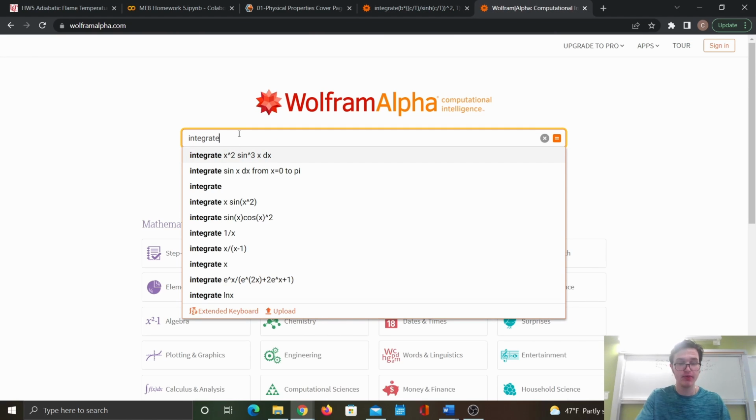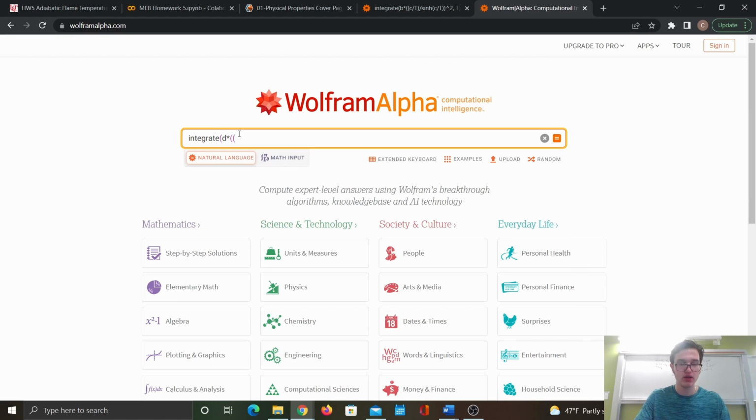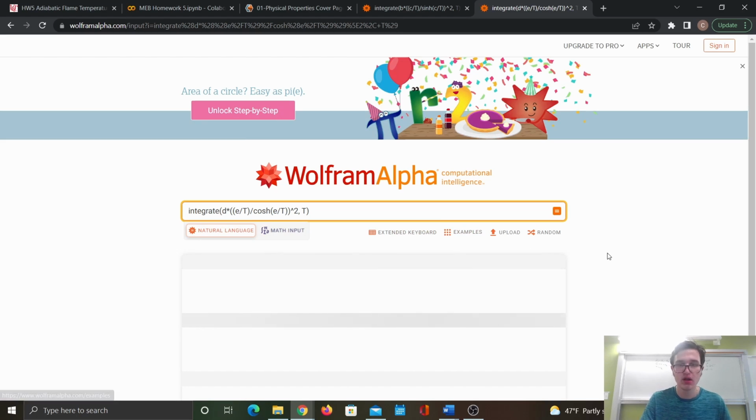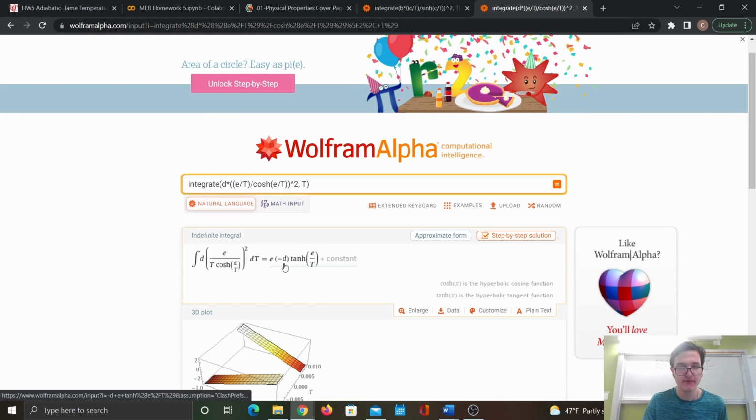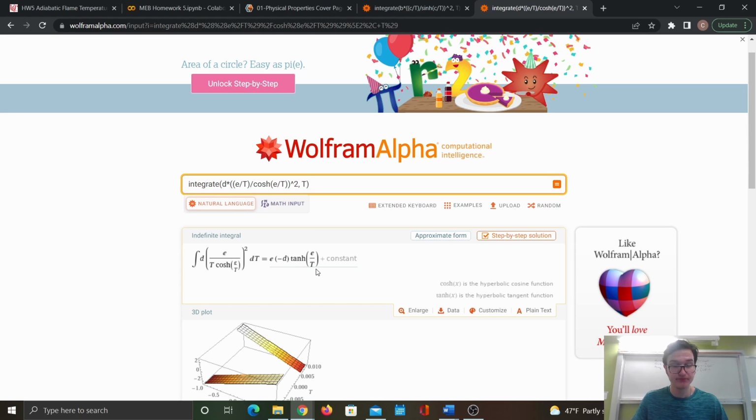And then I will also integrate the D. So D multiplied by E divided by T divided by the hyperbolic cosine of, again, E divided by T. This is squared. We're using T as our variable. If we use that, E times negative D, hyperbolic tangent, E over T. Hey, we have our two, not constants, but we have our two integrals. So now we can code that into Collaboratory.